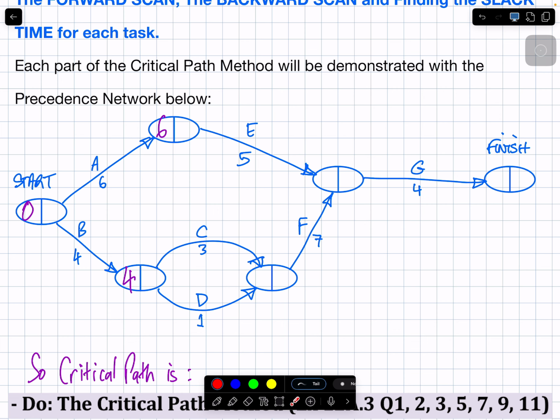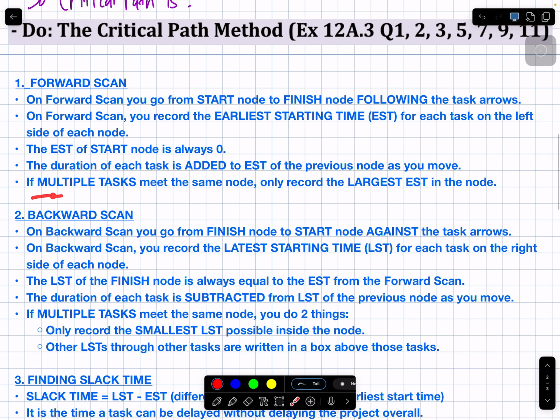This is the only other rule that you need for a forward scan. Are there multiple ways to get here? Yes. How do I handle that? If there's multiple tasks that meet the same node, you only record the largest EST. You ignore the other numbers.